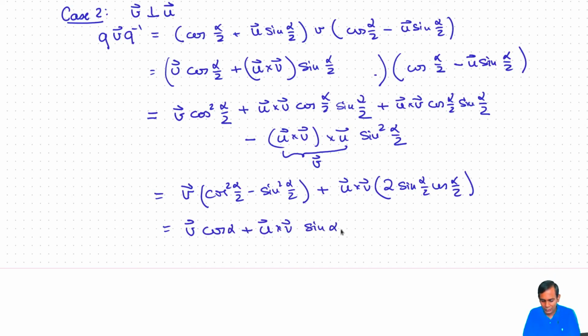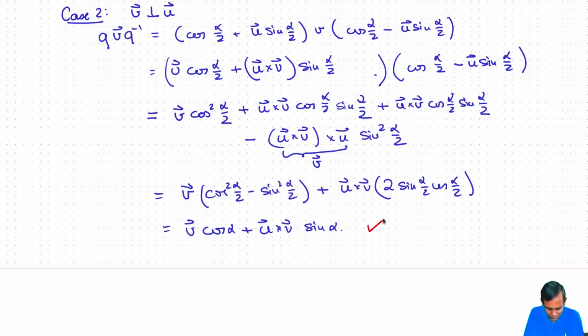But that's just the formula for rotation in the plane of the vectors v and u cross v, which means that it's a rotation by angle alpha about the axis u, perpendicular to the plane. And so that solves the last problem.